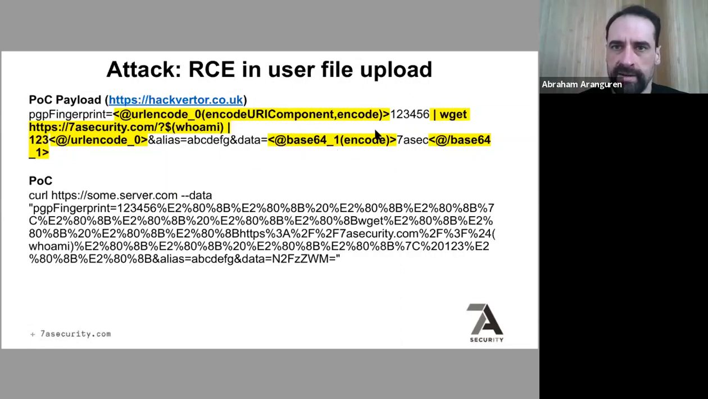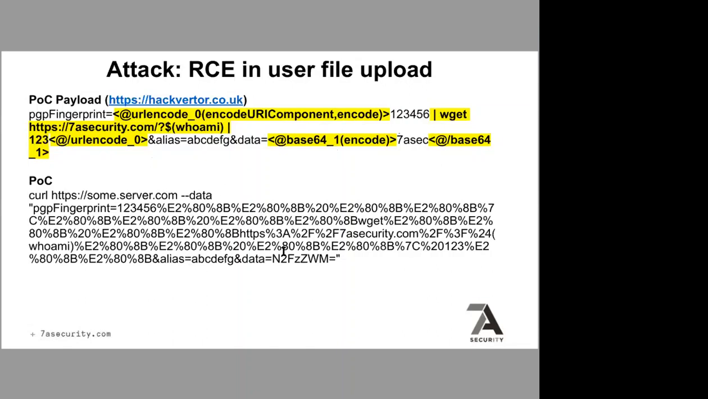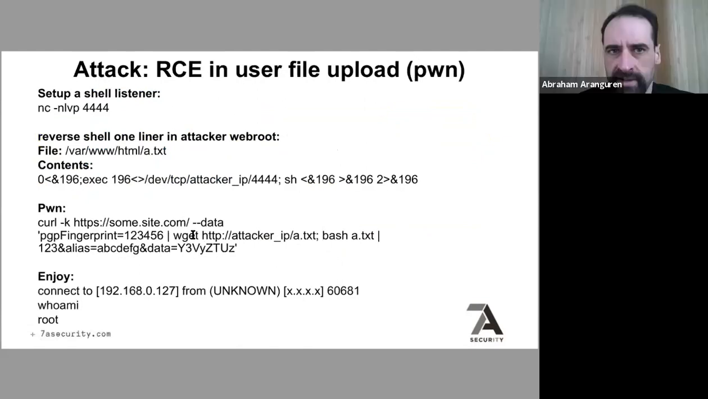So we can give some numbers and then pipe this to wget, 7hsecurity.com, whoami, and something else. And then this will URL encode the whole thing. So we have all this, and here we just have the remote code execution with the file upload. So we have a nice reverse shell, right?